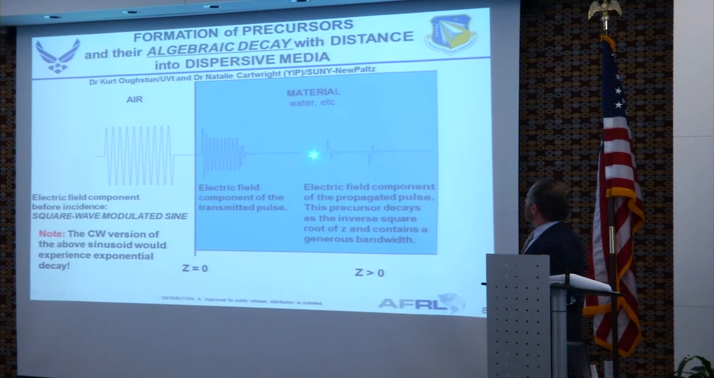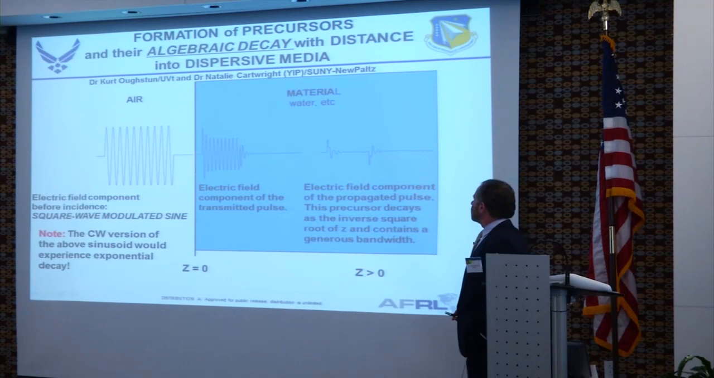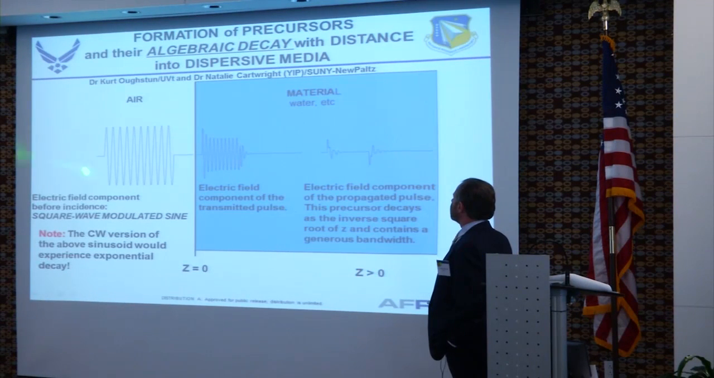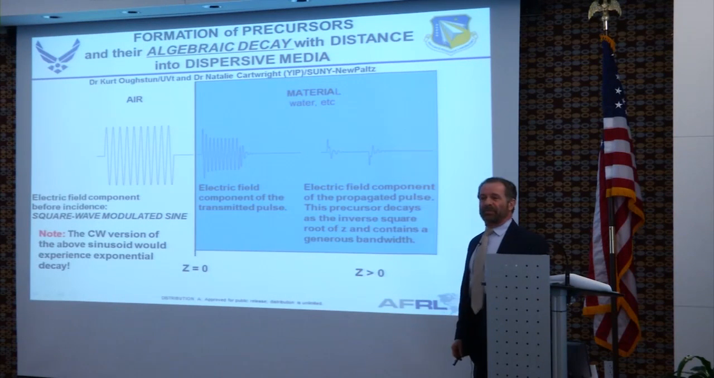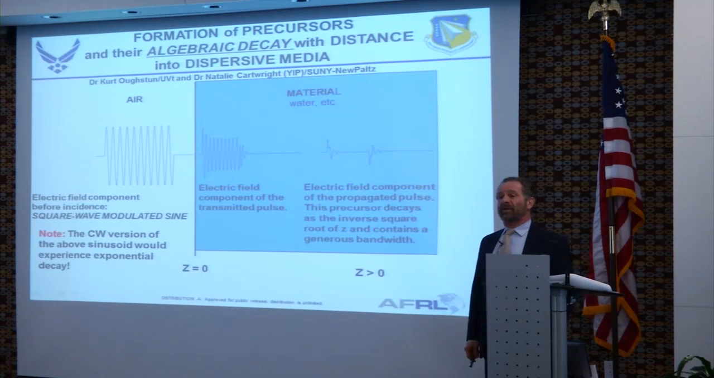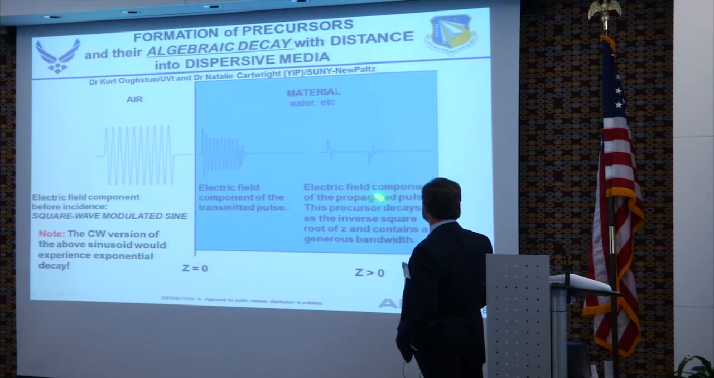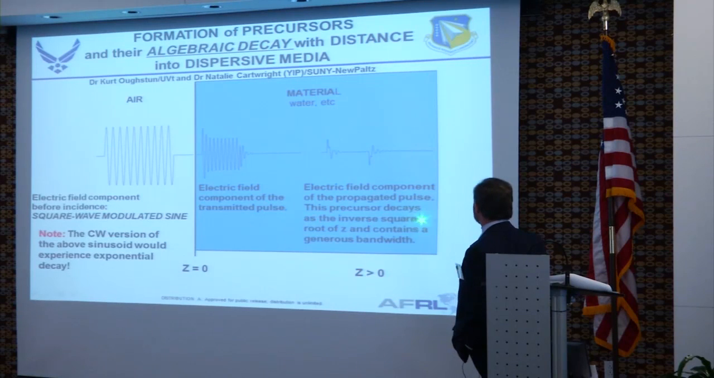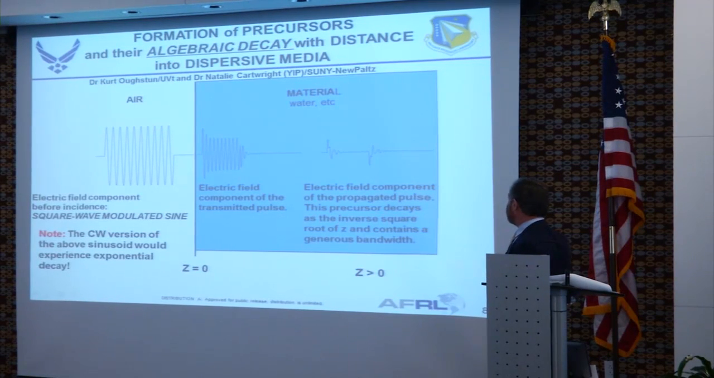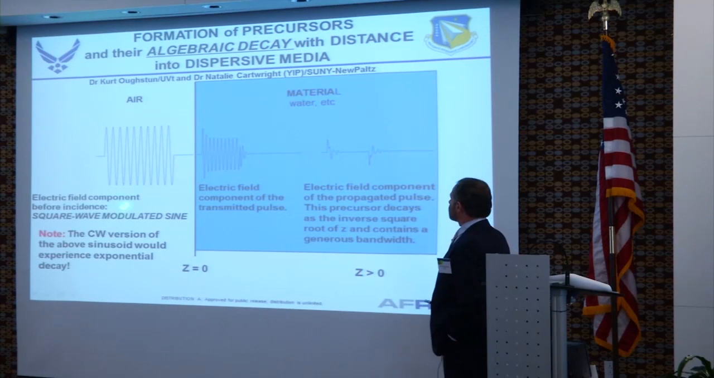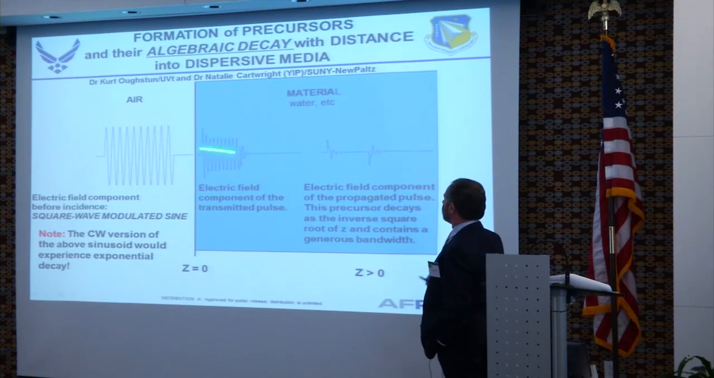It's important for me to say that the media produces this. It resculpts the incoming wave all by itself. It likes precursors, and the reason I know it likes precursors is because the precursor's maximum amplitude decays as 1 over the square root of the distance into the medium. And it contains quite a bit of bandwidth. If this box weren't here, and if this were a sine wave that went on forever, these things would be decaying exponentially with depth.